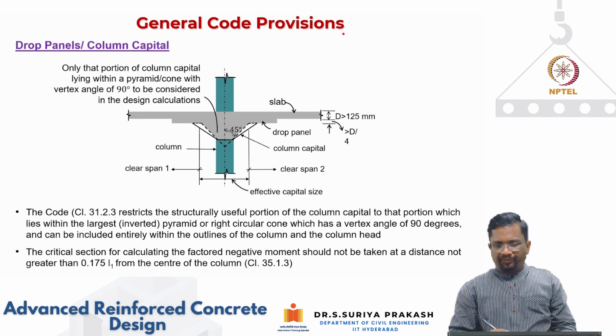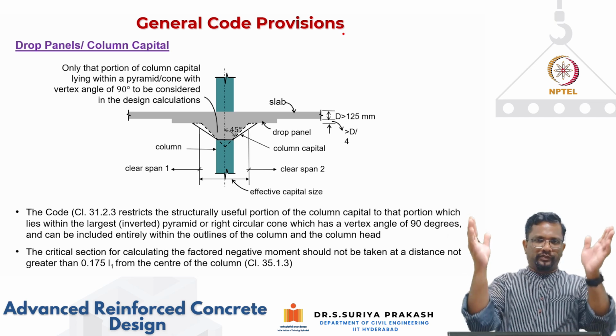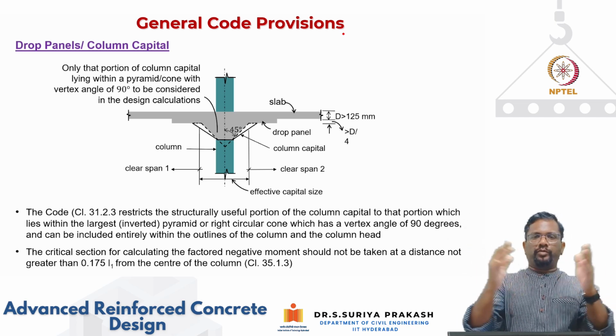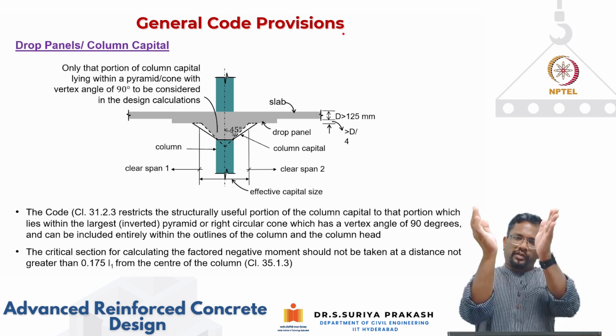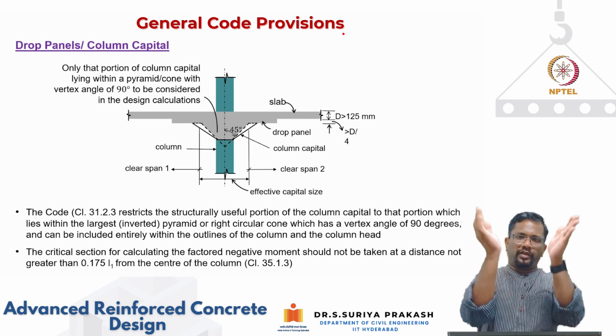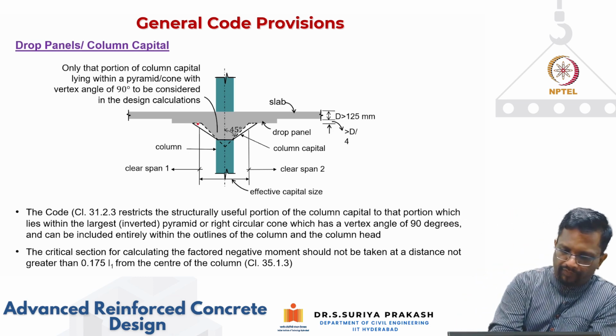Now, one more thing: the column capital also. If your load requirements are high and the span is getting higher, and only the drop panel is not helping, then again you put a slight capital on the top of the column like this. So you provide this kind of a capital.